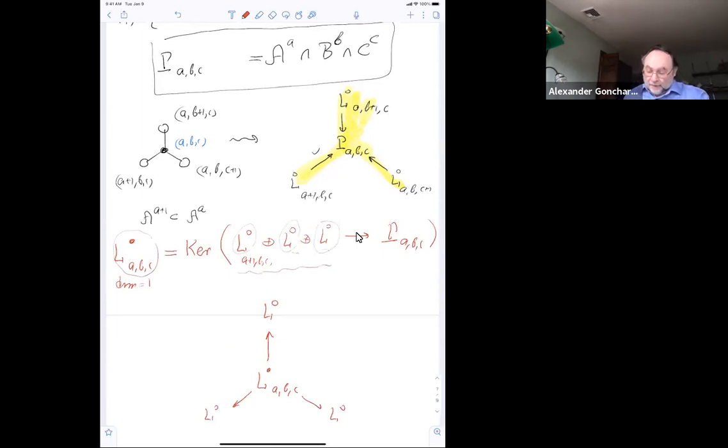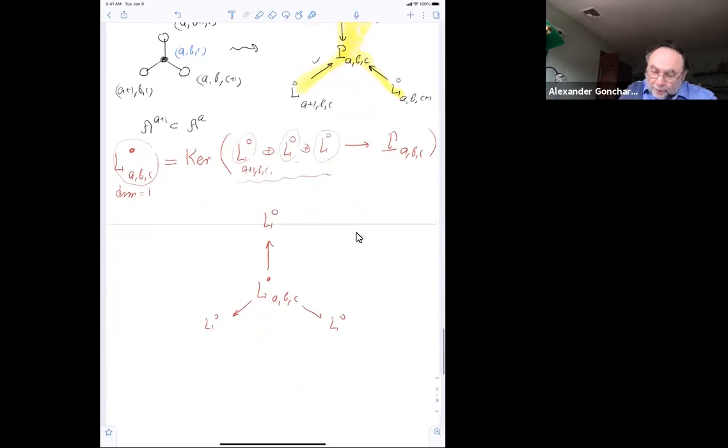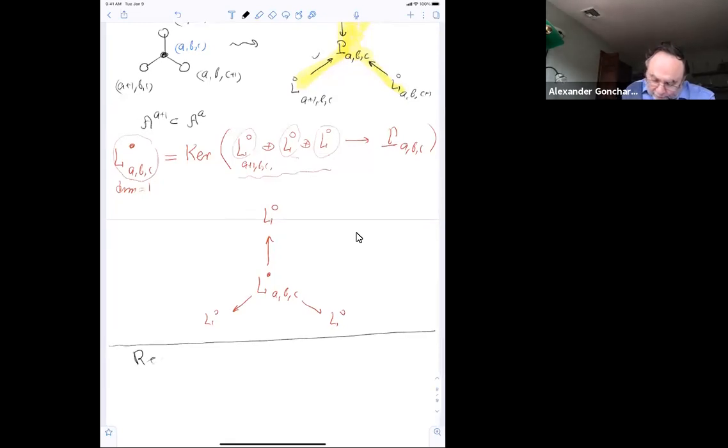Okay. Then, if there are no questions, I want to explain how we go back. What is the inverse functor? This is a reconstruction functor.